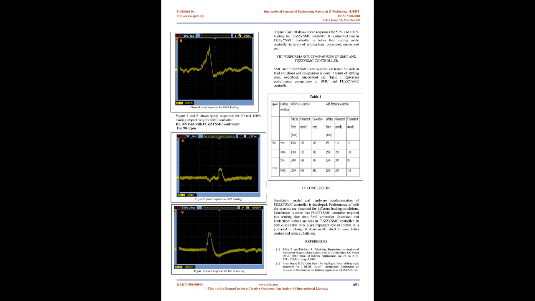7. Hardware results. On no load. The proposed system is tested for a 40-watt BLDC motor for various speed and load variation. Accordingly, observation is made. Figures 6, 7 and 8 show time response for 900 RPM on no load.